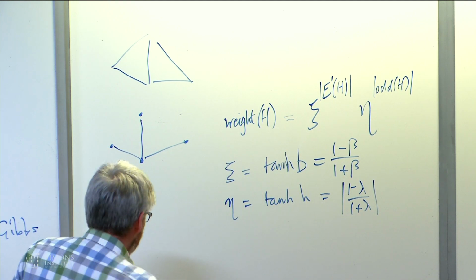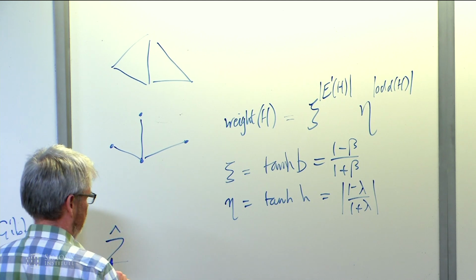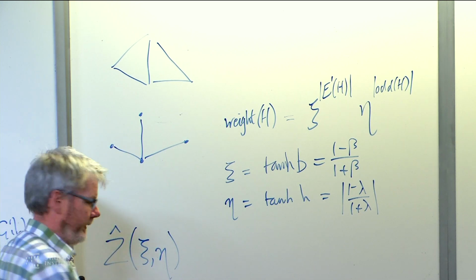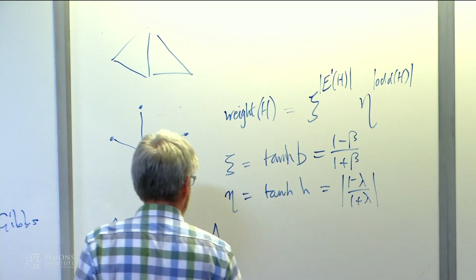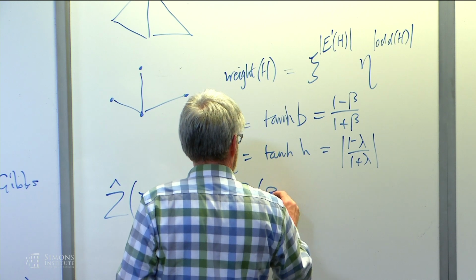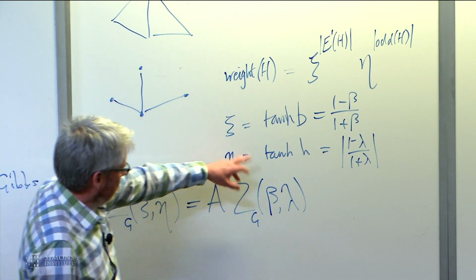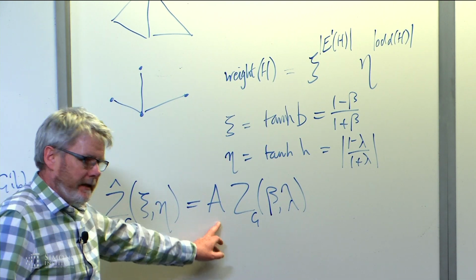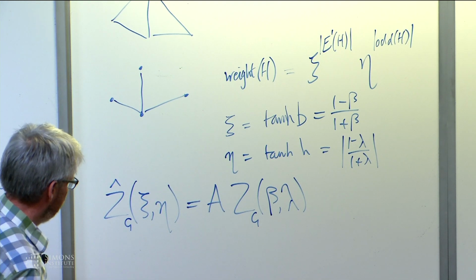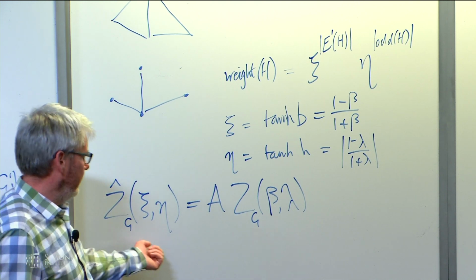Anyway, what you can show is that, let's call this new partition function Z hat. That's a function of these two new variables, and this is equal to A times Z of beta and lambda, same graph, under this identification of parameters, where this A is an easily computable constant. Again, it's something that just depends on the number of vertices and edges of the graph. So that means that computing this thing is equivalent to computing this thing.